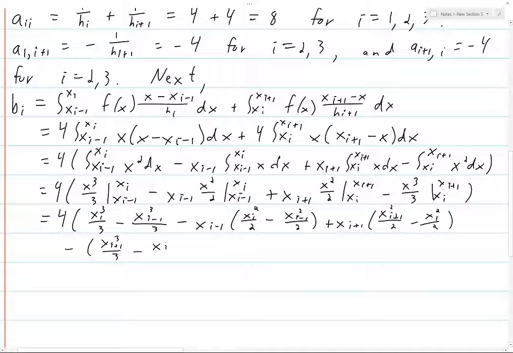And now we're going to combine like terms, x_i cubed over 3, x_{i-1} cubed over 3. Well, actually, I guess here we're just going to multiply everything out.